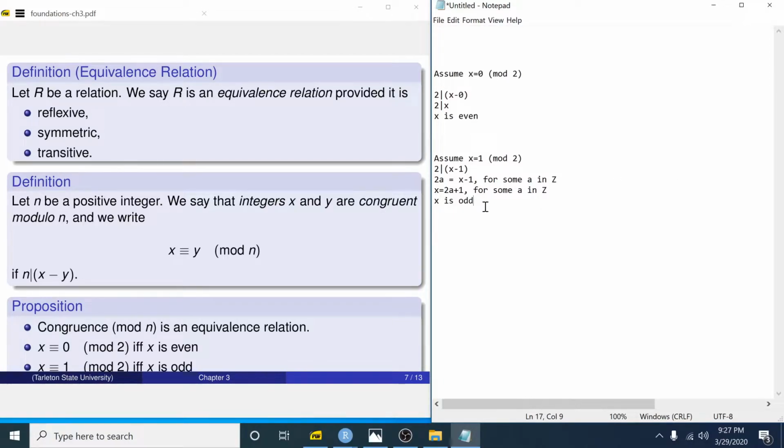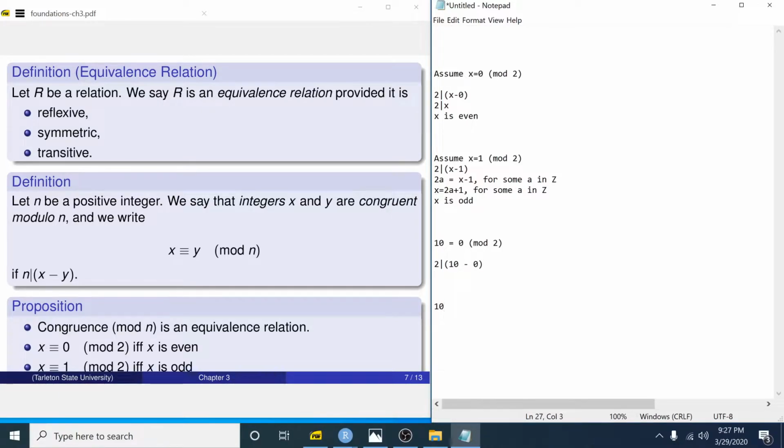Now, what about some examples, though? I think some examples are in order here. If you take, for example, the number 10, is 10 congruent to 0 mod 2? The answer is sure it is, because 2 does divide 10 minus 0. 10 minus 0 is 10, and 2 does divide evenly into 10.